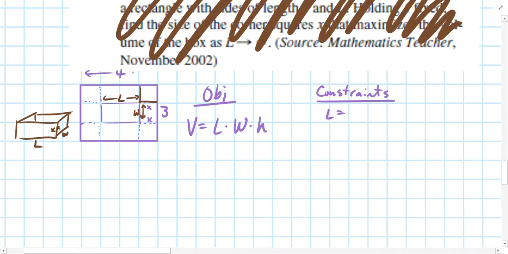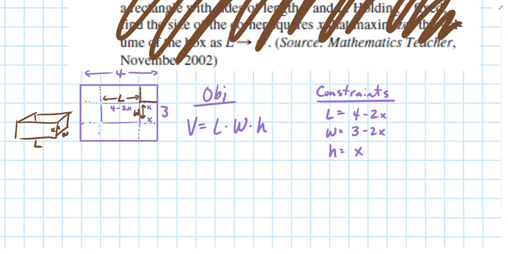Well, certainly. If 4 is the entire width of the cardboard, and we cut off x units from each side of that, then this length down here would be the 4 feet originally minus 2 times whatever x ends up being. So 2 times x. So we'll say that length is equal to 4 minus 2x. We could say that the width is equal to 3 minus 2x with the same argument. And the height of the box is going to end up being just simply x.